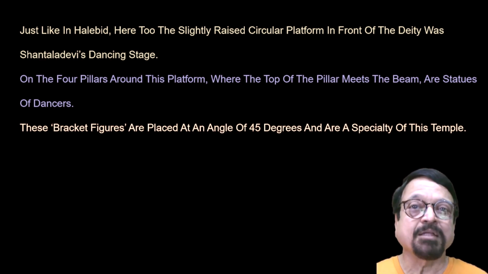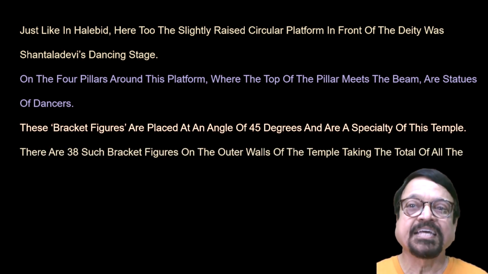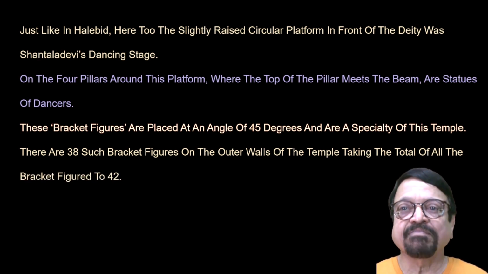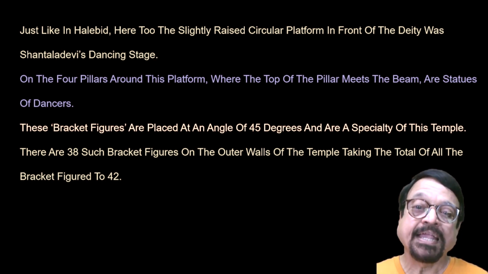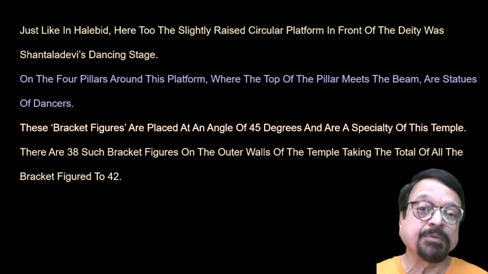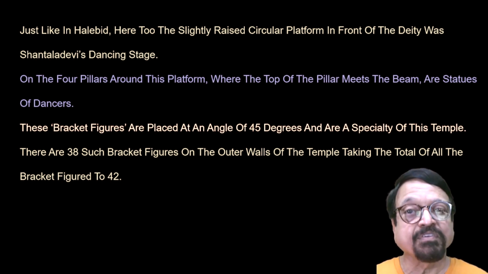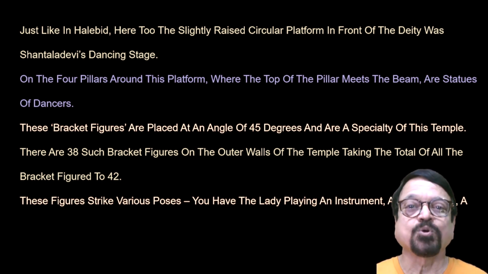The bracket figures are placed at angles of 45 degrees and are special to this temple. There are 38 such bracket figures on the outer wall of the temple, taking the total of bracket figures to 42. Out of 42, 38 are still seen. We have made a different video because the topic is extensive. It is difficult to appreciate beauty when we are just running through a video. So we have taken static photographs of each and every dancer, and we have given you the details of what it says. These figures strike various poses.